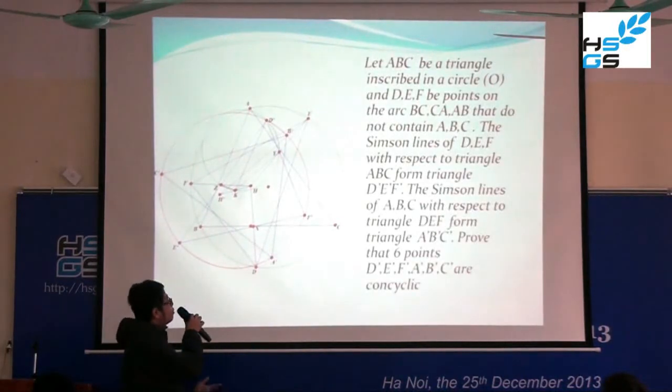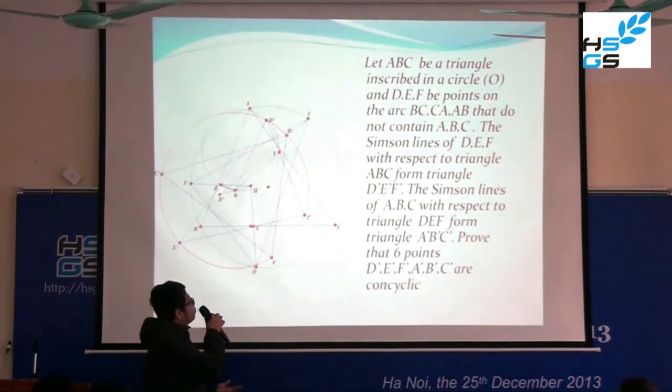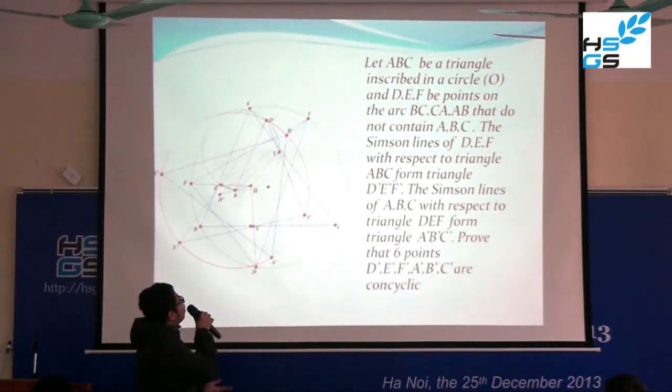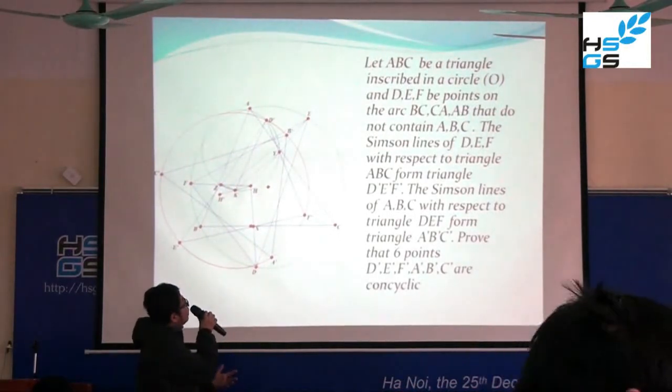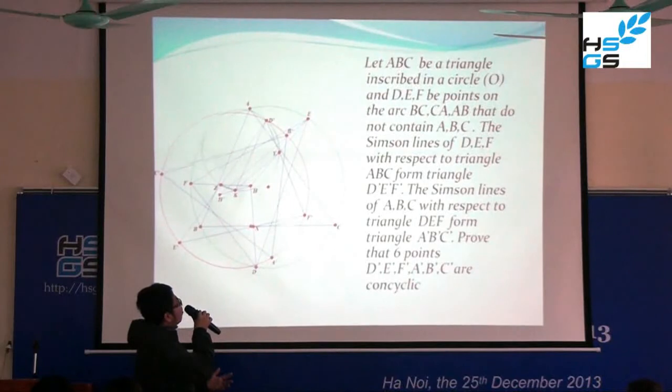Next we're going to talk about an interesting problem we discovered. Let ABC be a triangle inscribed in a circle O, and D, E, and F be points on arcs BC, CA, AB that do not contain A, B, C.